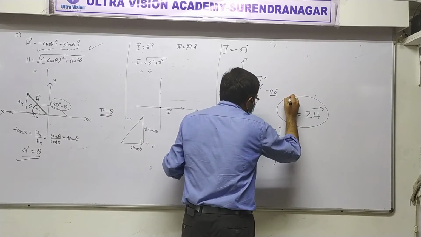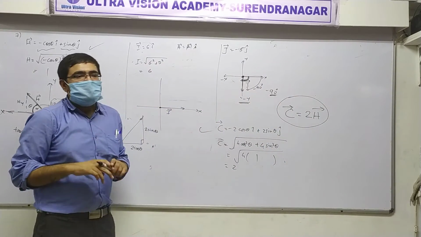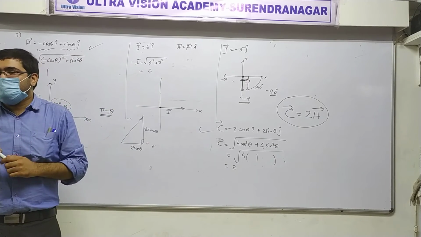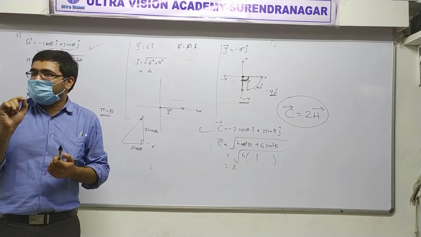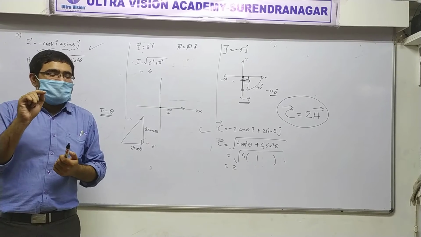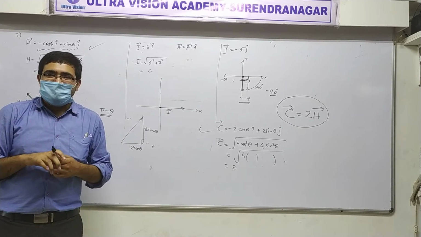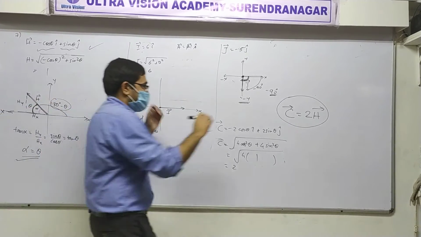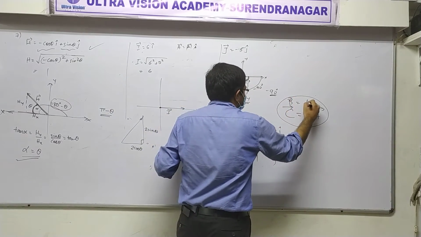Does this remind you of anything? B vector equal to K into A vector. Yes or no? Yes. It's that type, isn't it? B vector equal to K into A vector.